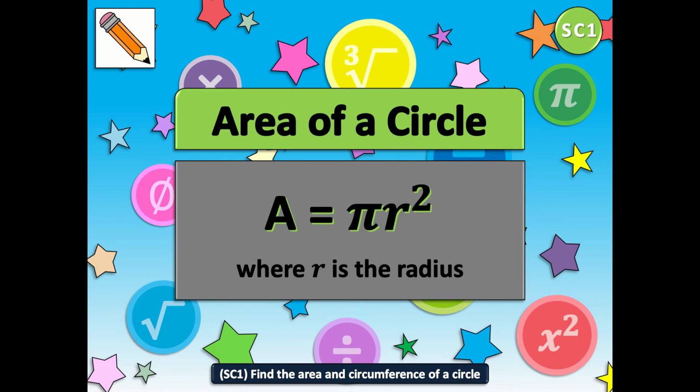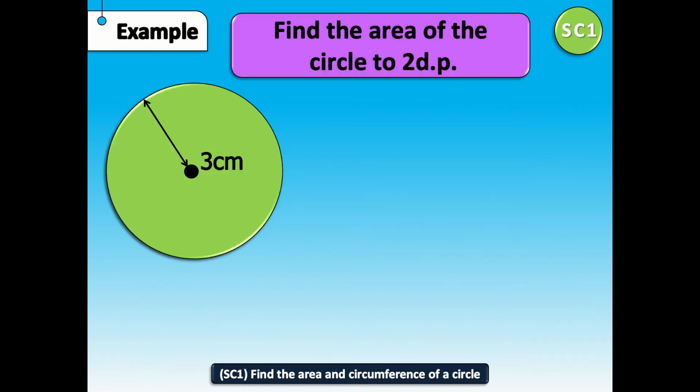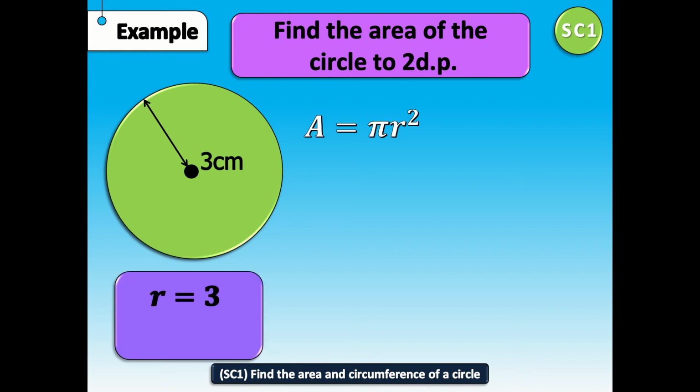To find the area of a circle, that's the space inside the shape, we do pi times the radius squared. So the radius of a circle is the distance from the centre to the outside of the circle. So we want to find the area of this circle to 2 decimal places. So we write down the area and what the radius is. So the radius is 3, and the diameter would be double that. So the diameter would be 6.